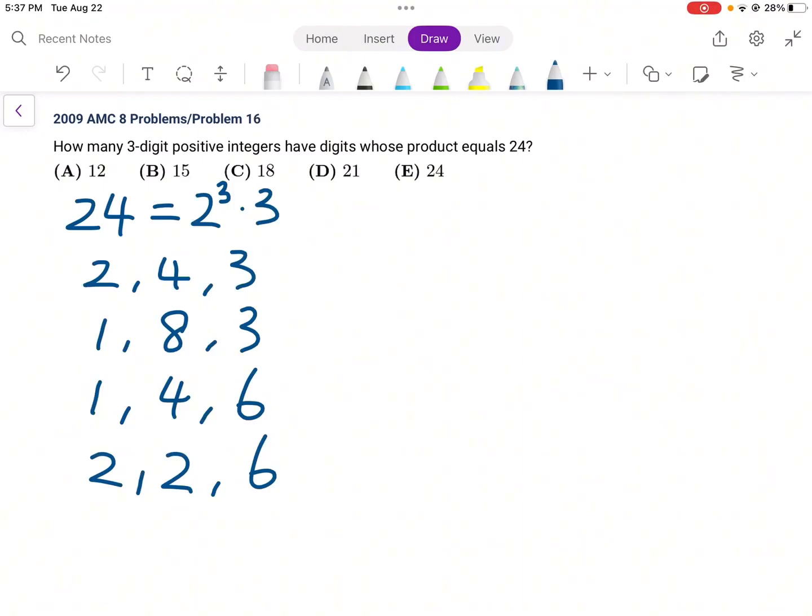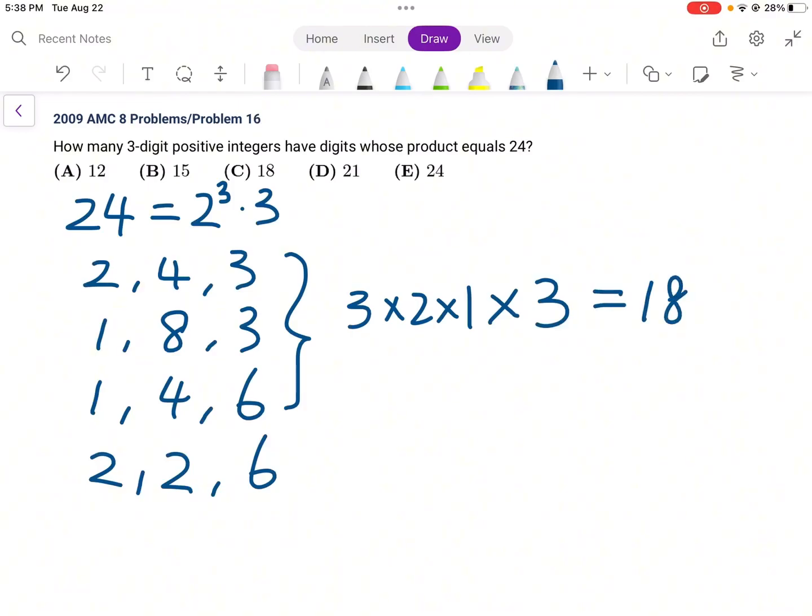For the first 3-digit combinations, each set we can have 3 multiply 2 multiply 1 3-digit combinations, and because there are three sets of them, we multiply 3, and that gives us 18 combinations.